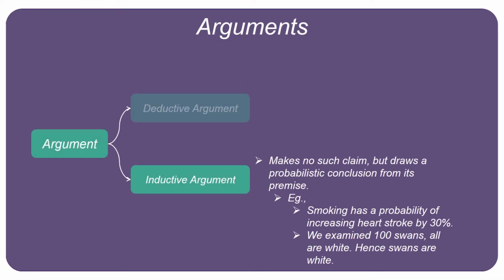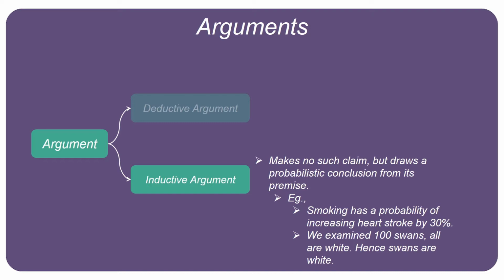In contrast, there is another type of argument called an inductive argument, which makes no such claim but draws a probabilistic conclusion from its premises. For example, smoking has a probability of increasing heart stroke by 30%. So one has studied, let's say, 100 cases and found out that 30% of those who smoke got cancer. And therefore draws a conclusion that smoking has a probability of 30% of getting cancer.